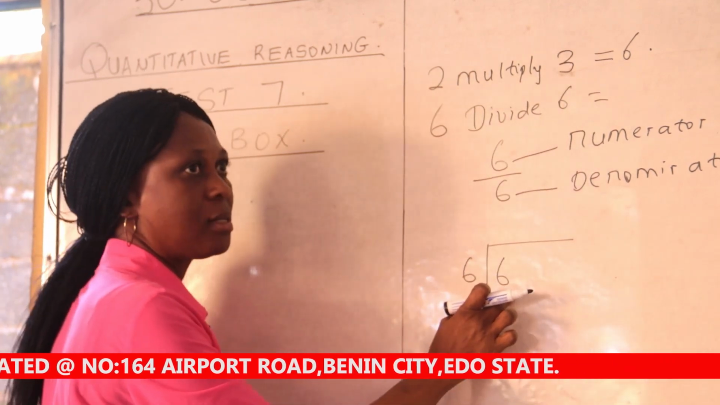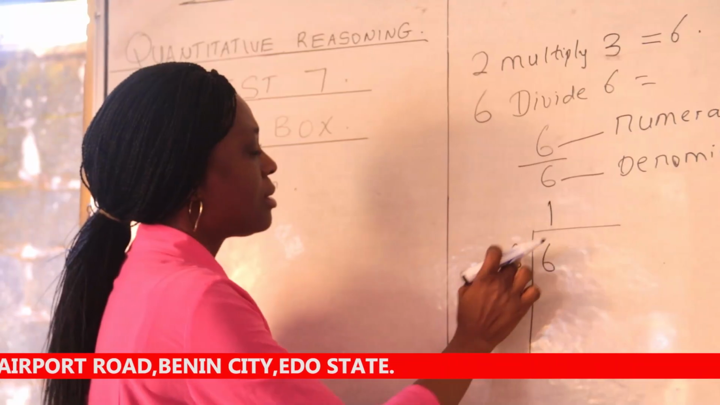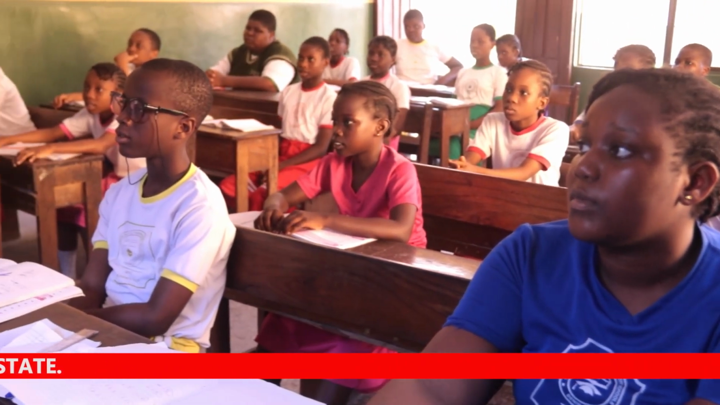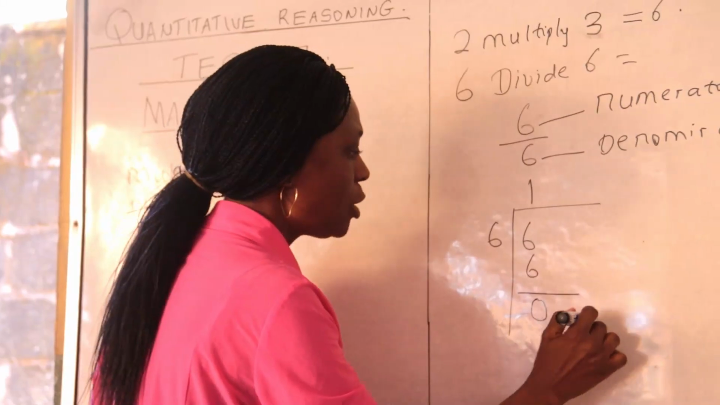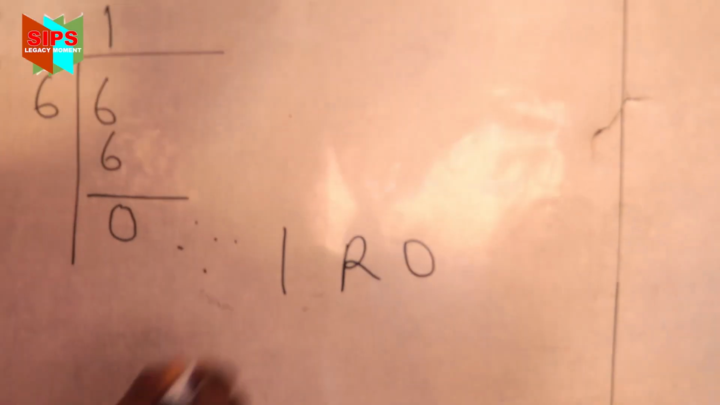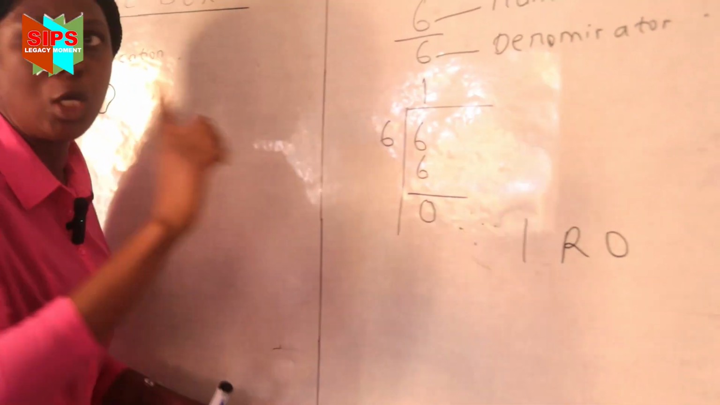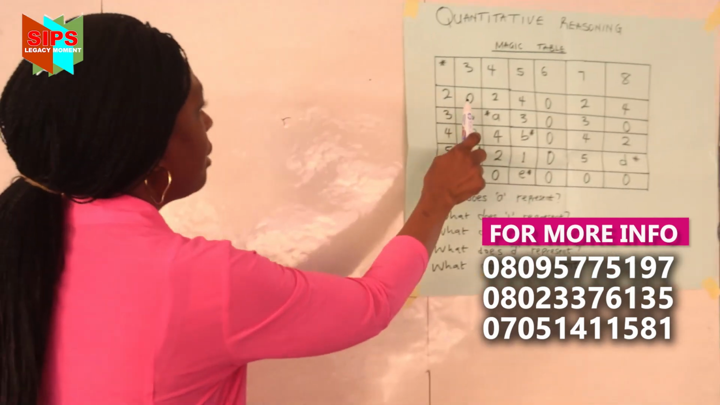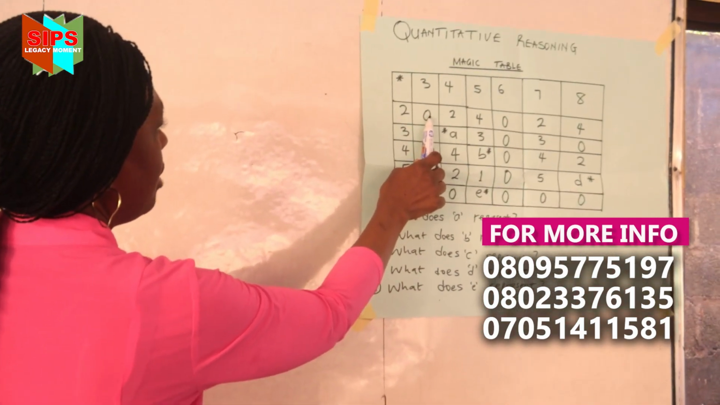6 divided by 6. 1. 6 times 1 is 6. 6 subtract 6 is 0. So you now discover that it is 1 remainder 0, which means that 6 divided by 6 is 1 time remainder what? 0. And if you look at the magic table, our answer is what? 0.